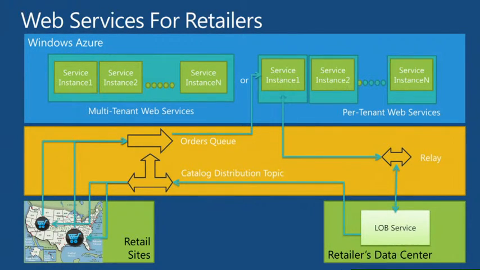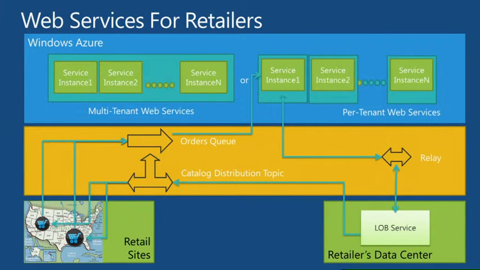The relay here takes the role of being an externalized DMZ for the retailer's data center. So in the retailer's data center, they have a number of services. Those services are usually not exposed for external use, but what they're doing here is they're exposing those services through the relay out to Service Bus, which then can be consumed from the SaaS application that sits out in Windows Azure. And there's two models for creating those applications.